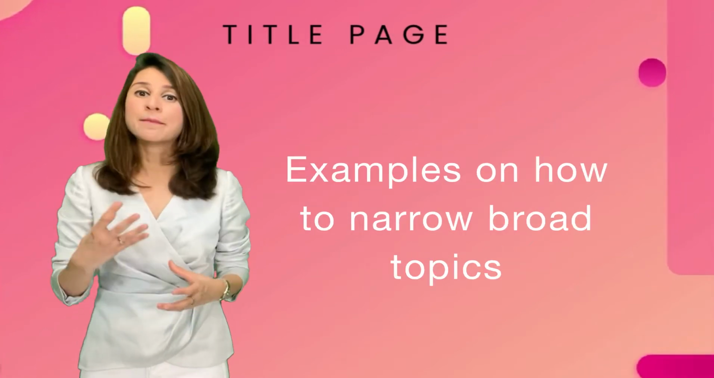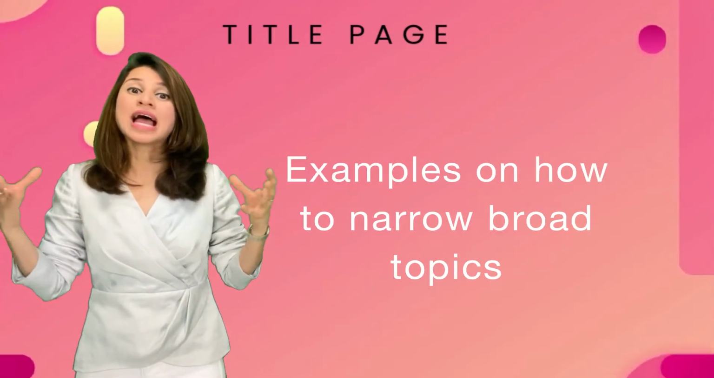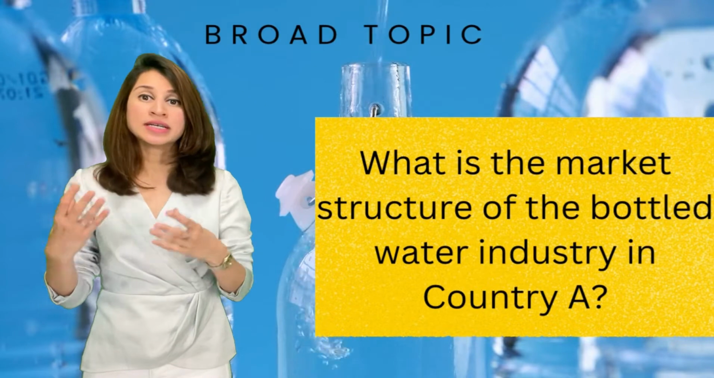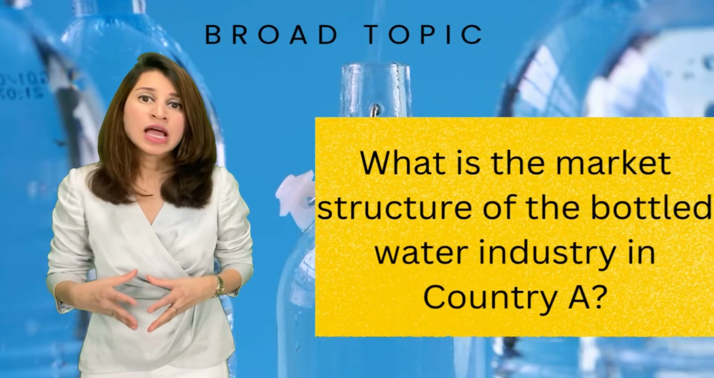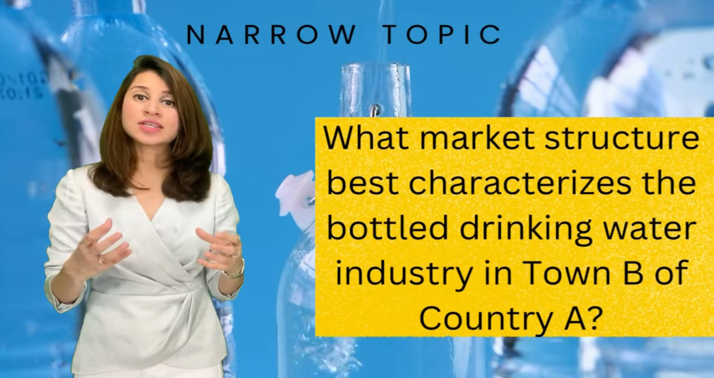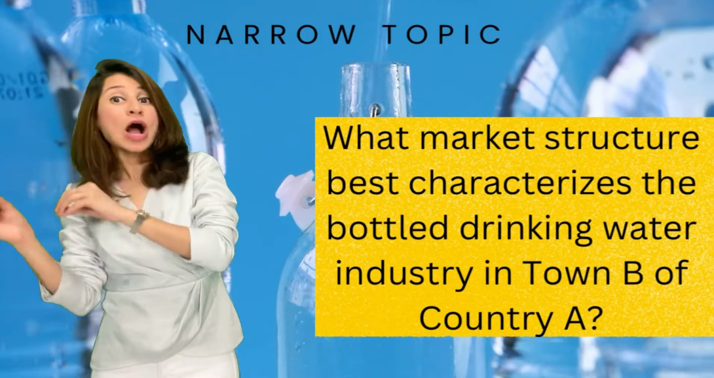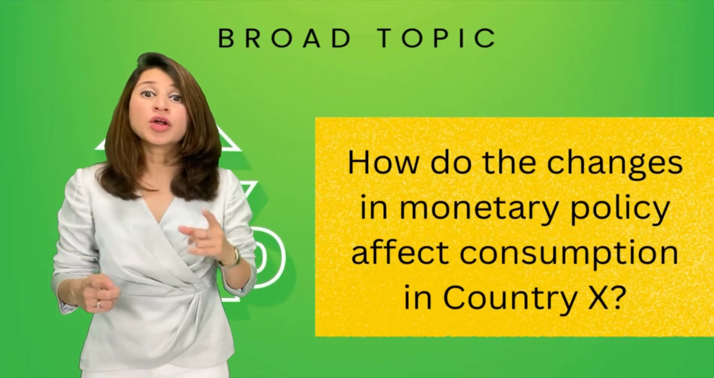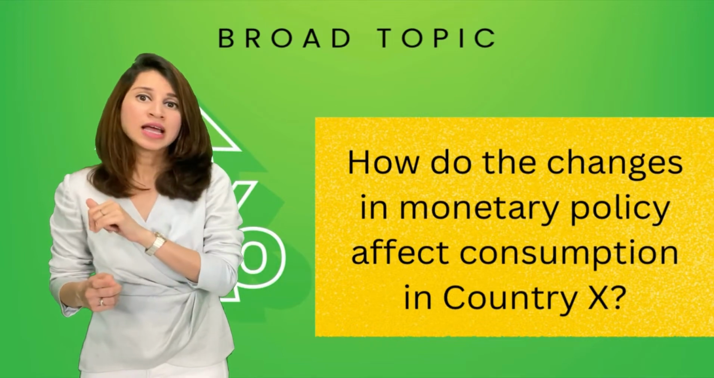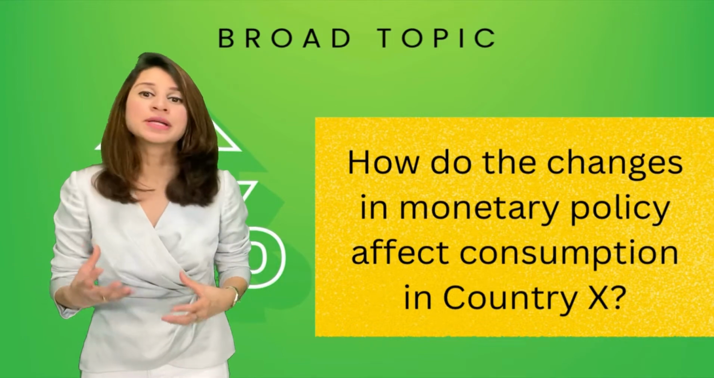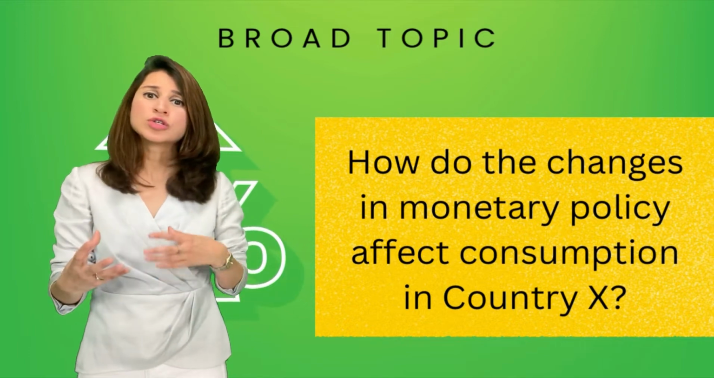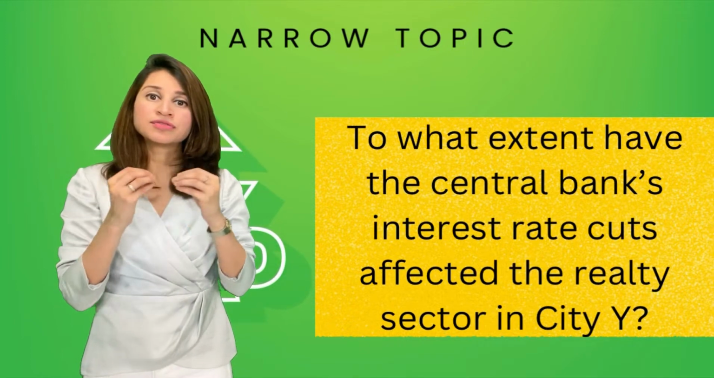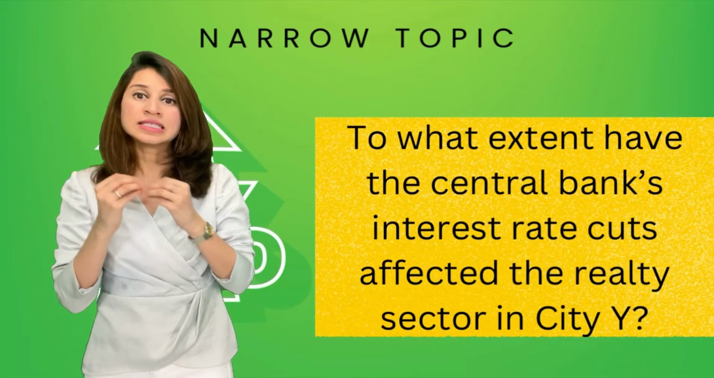So let me give you an example for a few broad topics and how you can narrow them down. 1. What is the market structure of the bottled water industry in country A could become more focused by what market structure best categorizes the bottled water industry in town B of country A. Let me give you another example. How do the changes in monetary policy affect consumption in country X? Is too vast and probably one that would not be completed in 4,000 words, and it could be narrowed down to look something like this. To what extent has the central bank's interest rate cuts affected the realty sector in city Y?